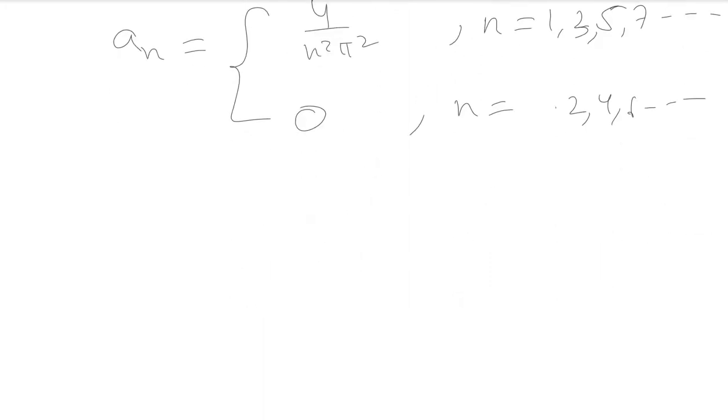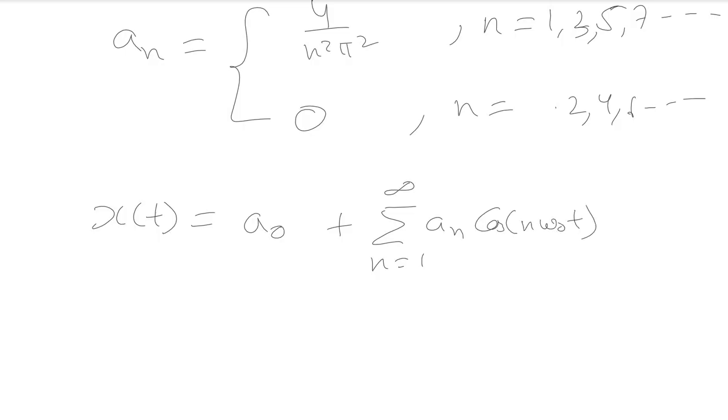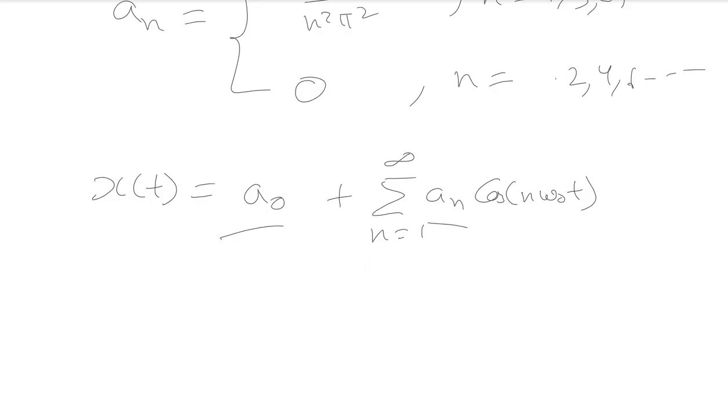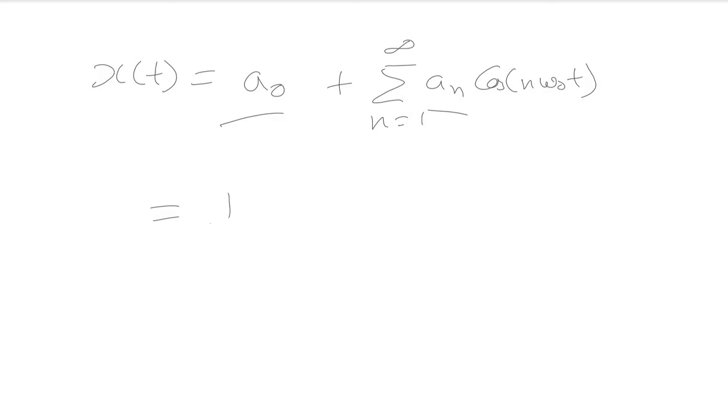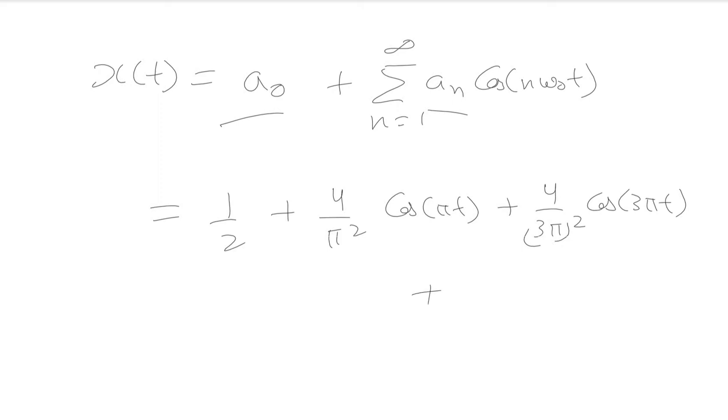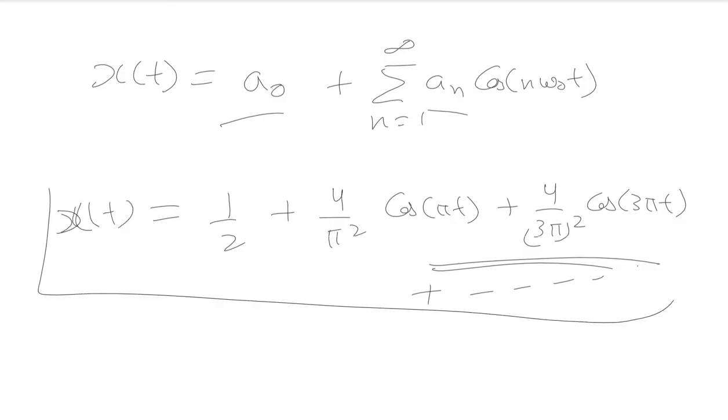So now we can find out the Fourier series expansion x of t, that is equal to a naught plus summation n is equal to 1 to infinity a n cos of n omega naught t. Now since we have the knowledge of a naught and a n, we can easily write down the Fourier series expansion, which comes out to be 1 by 2 plus 4 by pi square cos of pi t plus 4 by 3 pi square cos of 3 pi t and so on. Only the odd harmonics are present. Alright. So this is the Fourier series expansion of x of t.